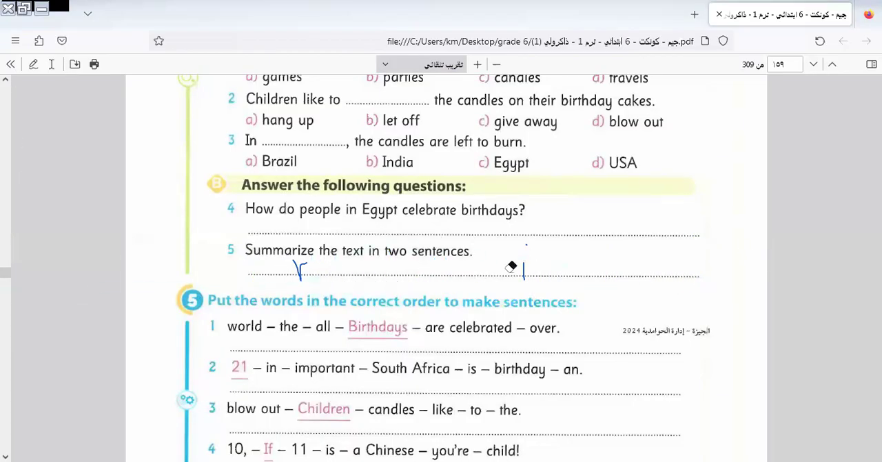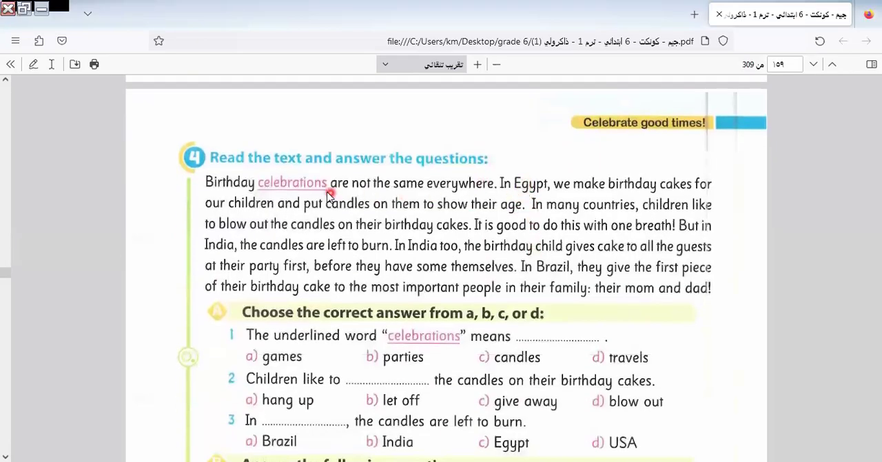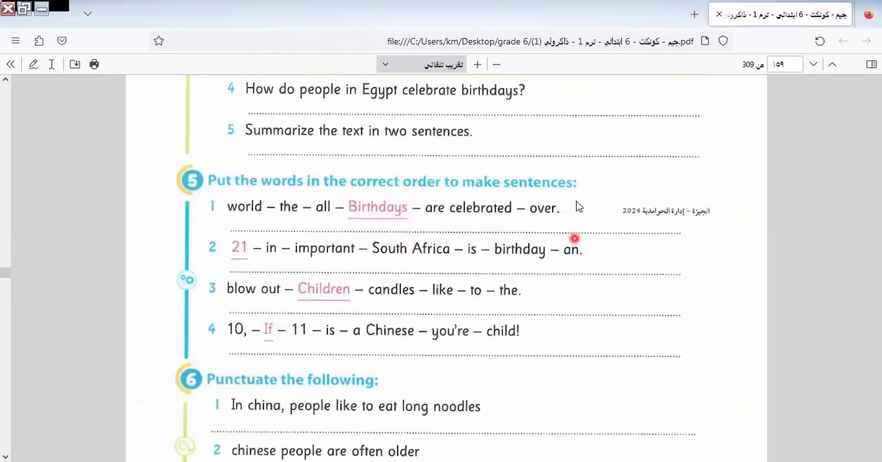Because the two lines talk about what? Talk about birthdays in Egypt. So I will say birthdays in Egypt. These are the first two lines in this one. They talk about birthdays in Egypt. So it will be birthdays in Egypt. Let's go to another one here.